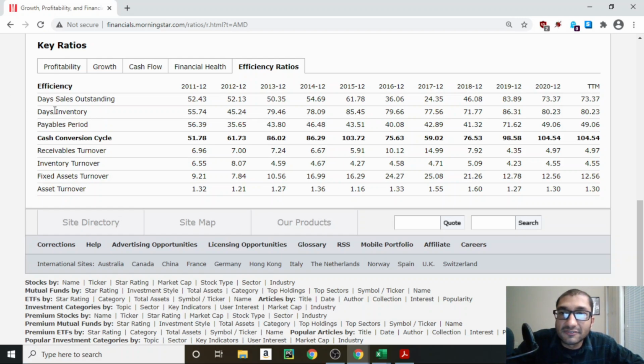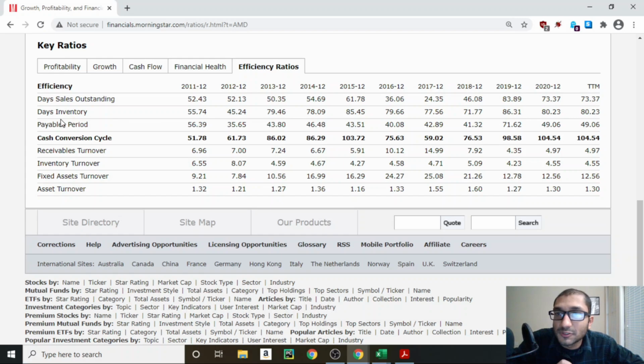Next, looking at the days inventory. This number gives an idea of how many days AMD's products sit in its inventory before they're sold. Back in 2011, AMD's products sat in its inventory for about 56 days, and for the year 2020, it sat in its inventory for about 80 days. Over the past 10 years, the company's days inventory has hovered from a low of about 45 days to a high of about 86 days.